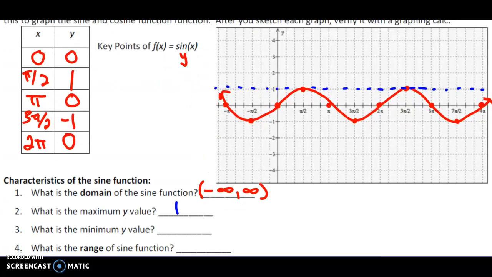Now if we're looking for the minimum value, using the unit circle, the lowest number on the unit circle is -1, which means my range is -1 to 1, and that's inclusive.